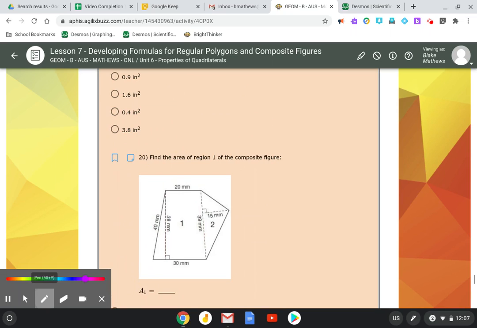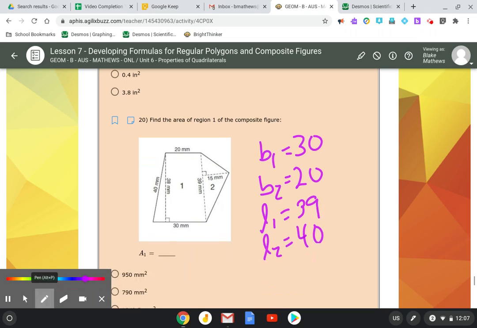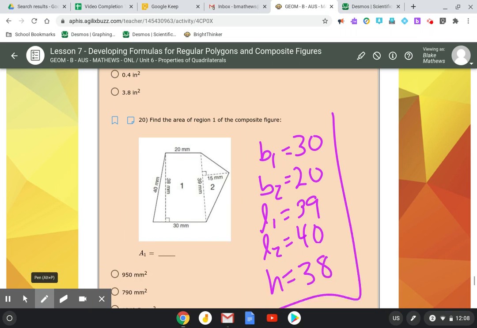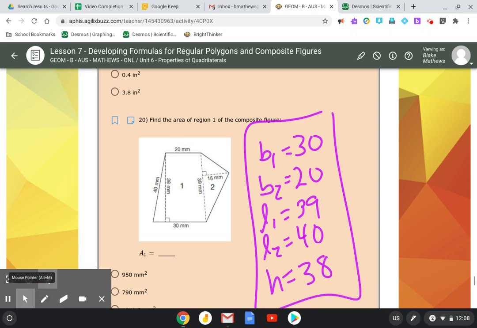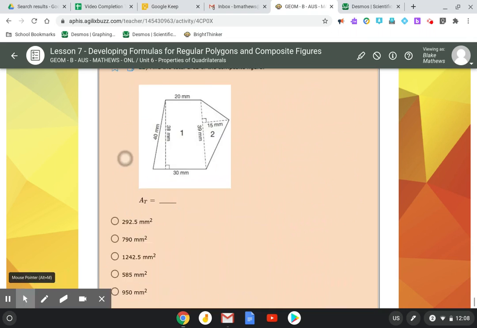I'll write that down. In this formula, base 1 is 30. Base 2 is 20. Leg 1 is 39. Leg 2 is 40. And the height of the trapezoid is 38. So hopefully that will help you sort out everything, because that one's a little bit confusing. That's for finding the trapezoid. Then you find the triangle, then you add them up.